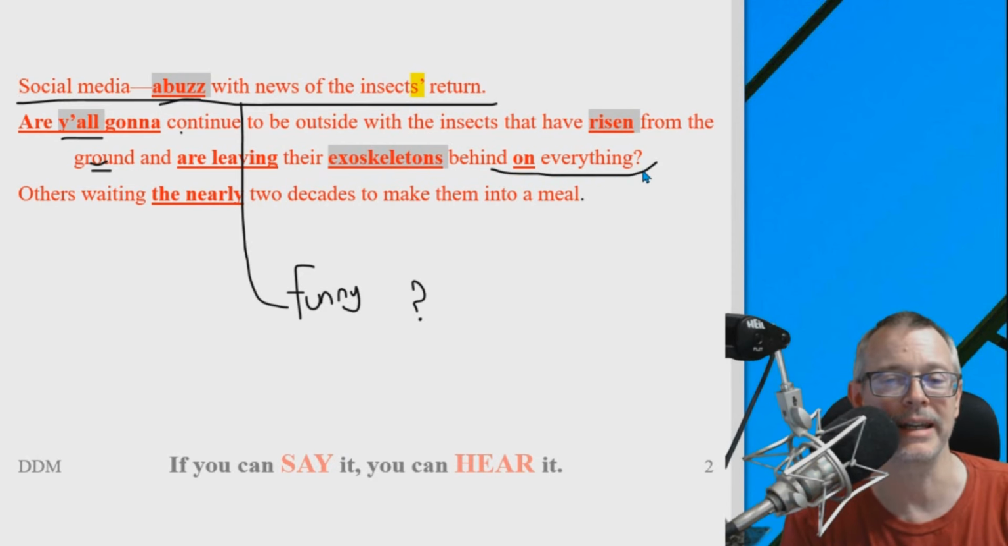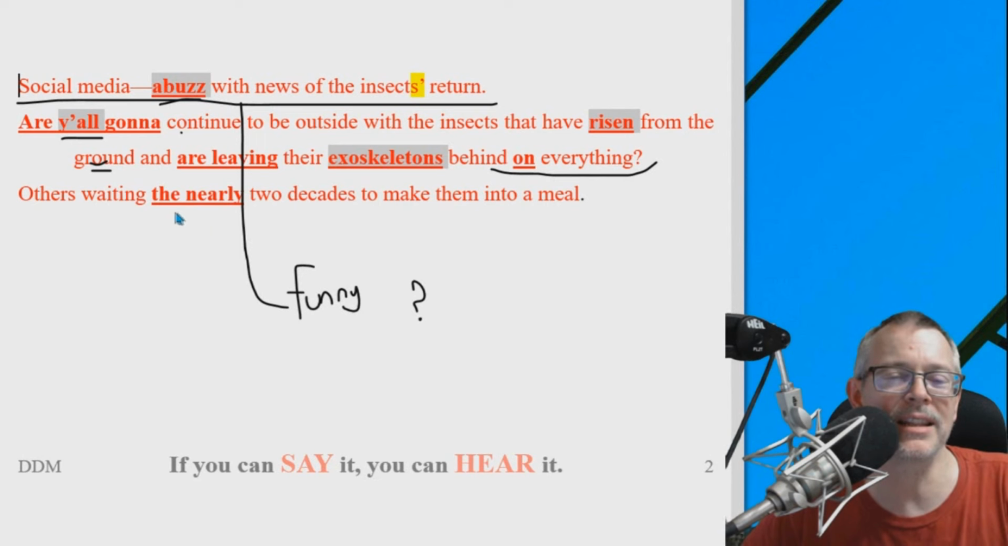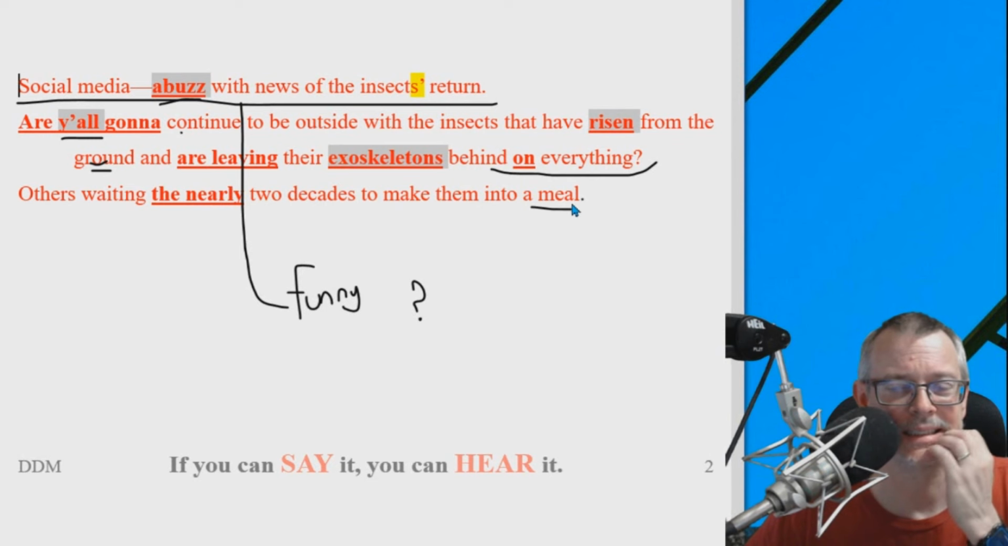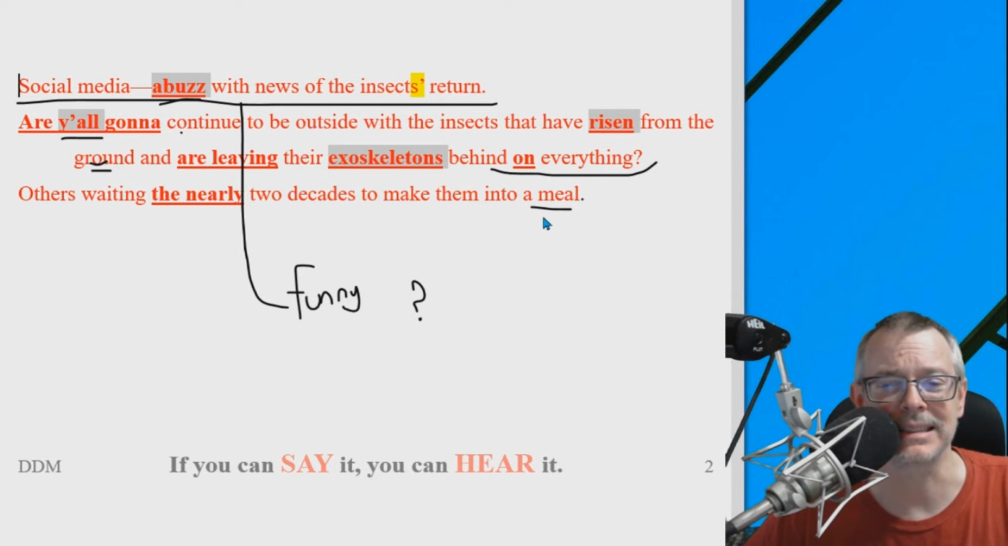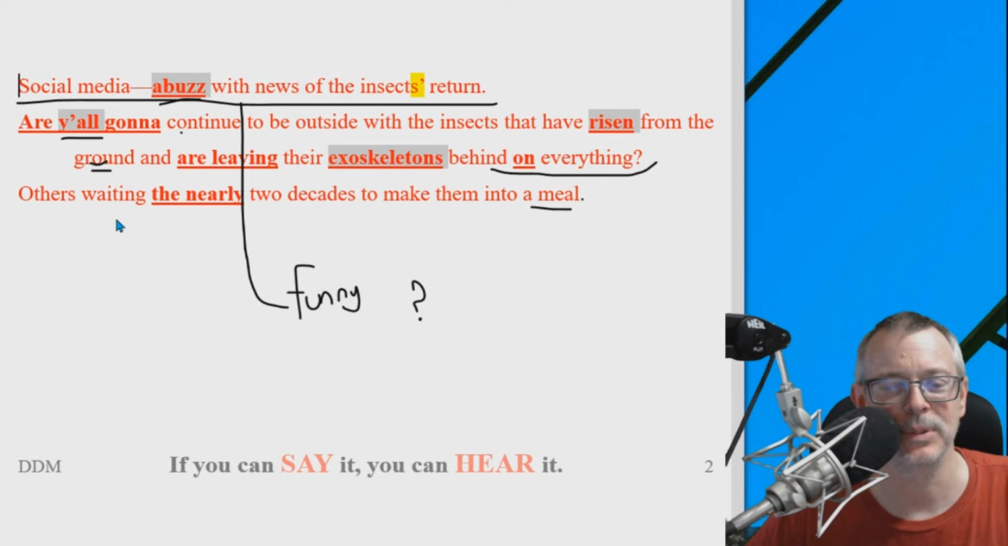Marek sent me a picture of an exoskeleton sculpture of the cicada, and it's a meme these days. It's pretty popular. Can anybody else find that picture? If you find it, put a link on Box. Pretty gross, pretty disgusting, if you ask me. Others waiting the nearly almost 17 years, almost two decades, to make them into a meal. What the hell is this? A meal? All right. People are weird.